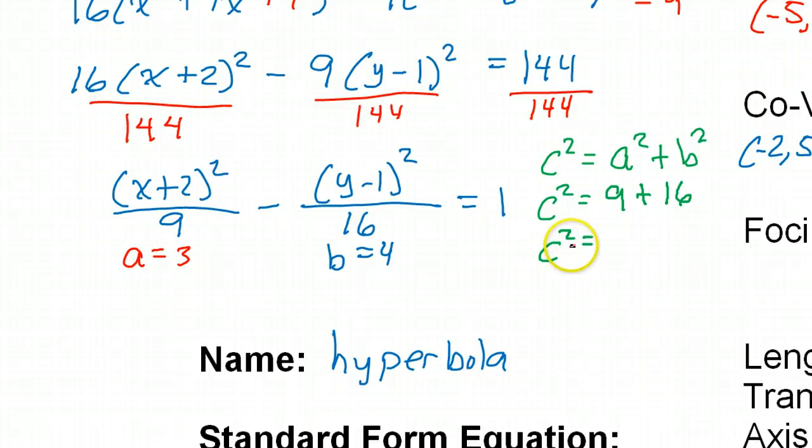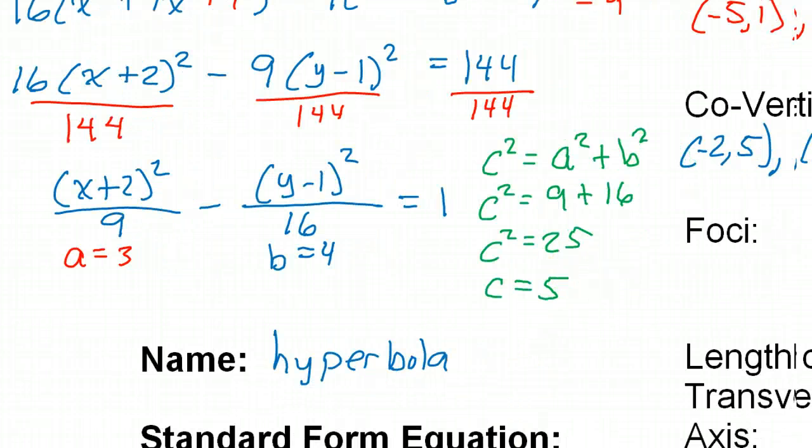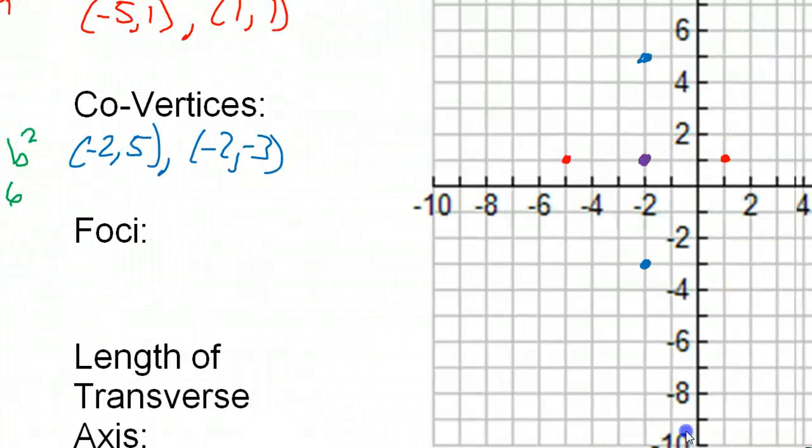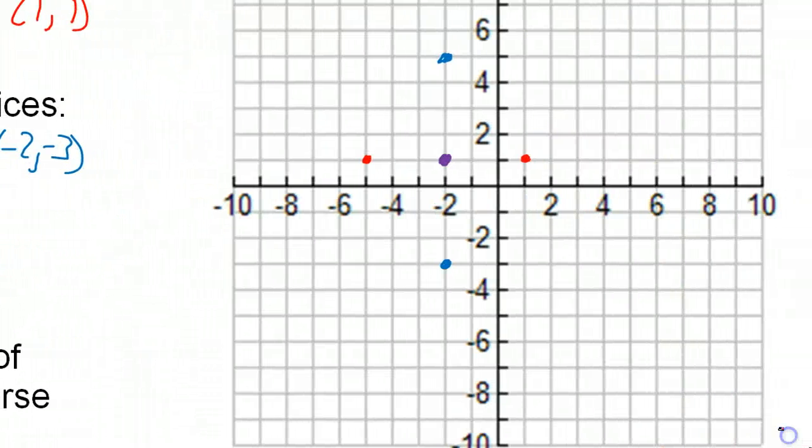Okay, that means c squared is 25. So that makes this one nice and easy, because c is 5. Now I'm going to do my 5 in the same direction as my vertices, always. So I'm going to go 5 to the right and 5 to the left, and those are my foci.